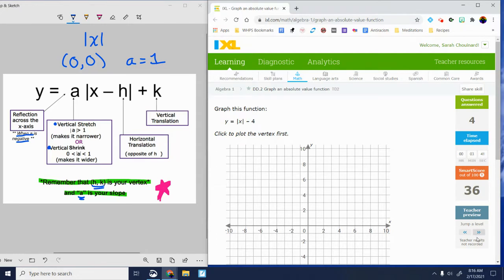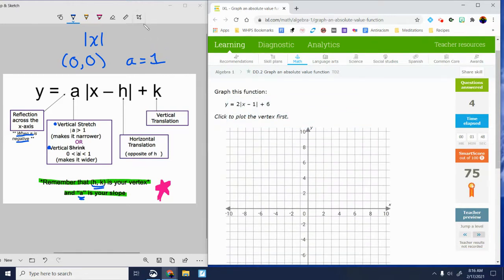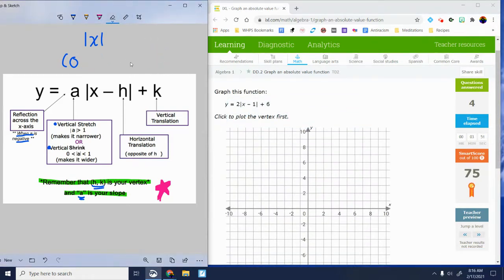So let's skip up a level because you're going to have to do some of the more challenging problems with this skill. So let's go up to 75. Okay, so for this function, I have 2 times the absolute value of x minus 1 plus 6. So the vertex is going to be 1 comma 6 because again we do opposite of what we see inside the parentheses. So it's positive 1. I'm going to the right 1 unit, and plus 6 stays the same. So my y coordinate of my vertex is 6.